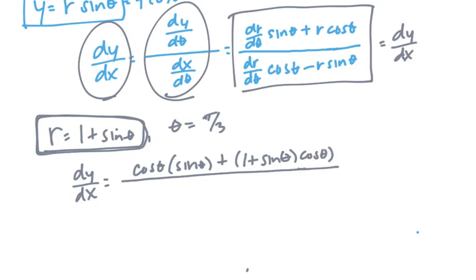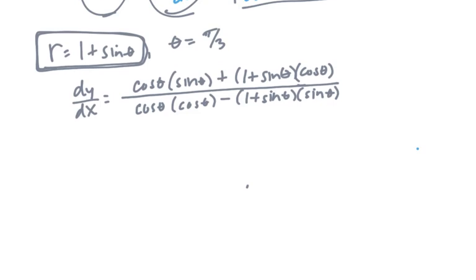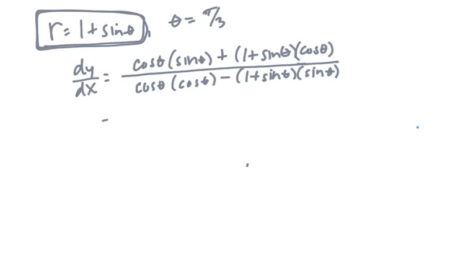And then the denominator, the derivative of r with respect to theta is cosine of theta times cosine of theta, minus r, which is 1 plus sine theta, and then we have sine theta in the formula. So let's simplify this. So we have cosine theta sine theta plus cosine theta plus cosine theta sine theta.